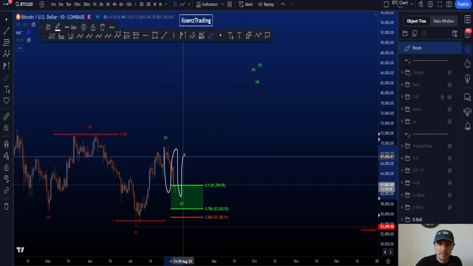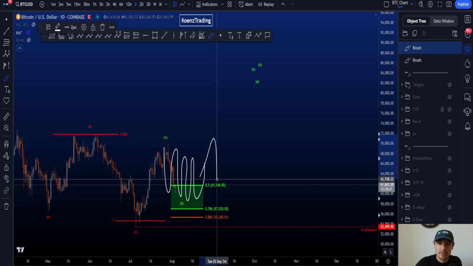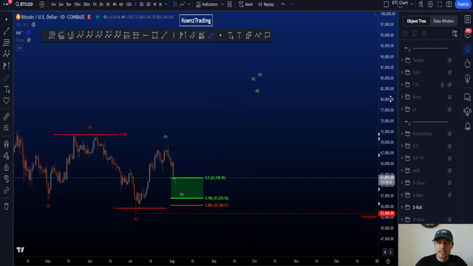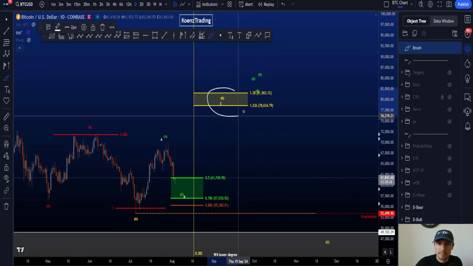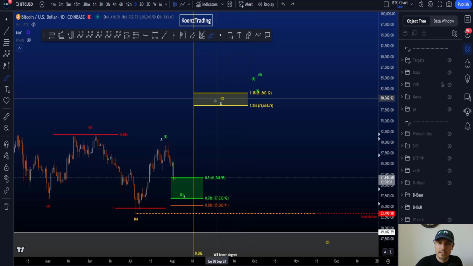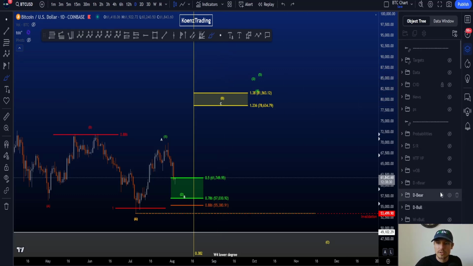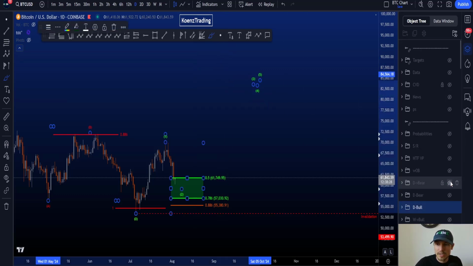After a 3-wave corrective structure in 2, we then look for continuation to the upside in a wave 3, where we want to easily move beyond the wave B target for the bears, right? So this wave 3 should easily move above this target area. It's no problem to range here shortly, but we definitely want to have continuation towards the upside.